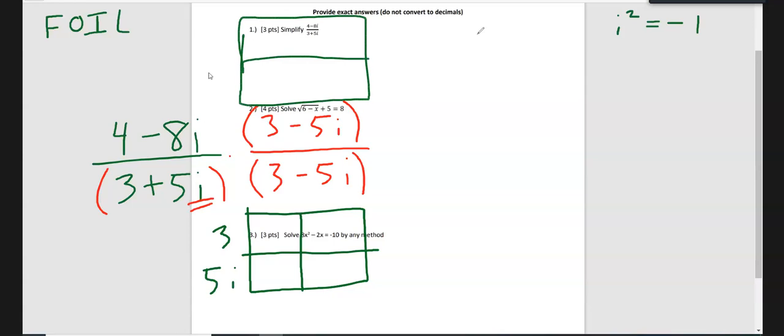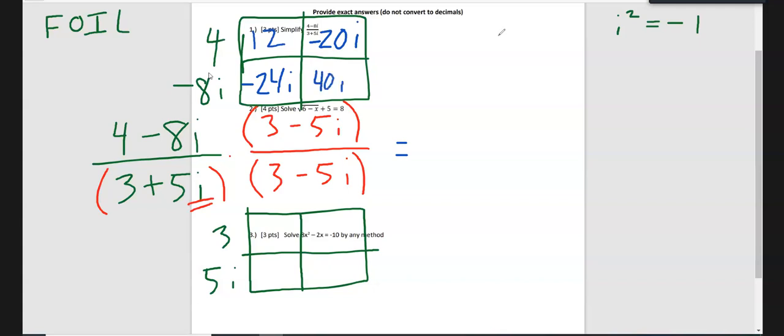I use a box just to kind of organize my work so that I don't make a mistake. So we're just foiling the numerator to the numerator and the denominator to the denominator. Exactly. And just matching things up, and then eventually going to add like terms together. Now down here in this corner, I get 40i squared.